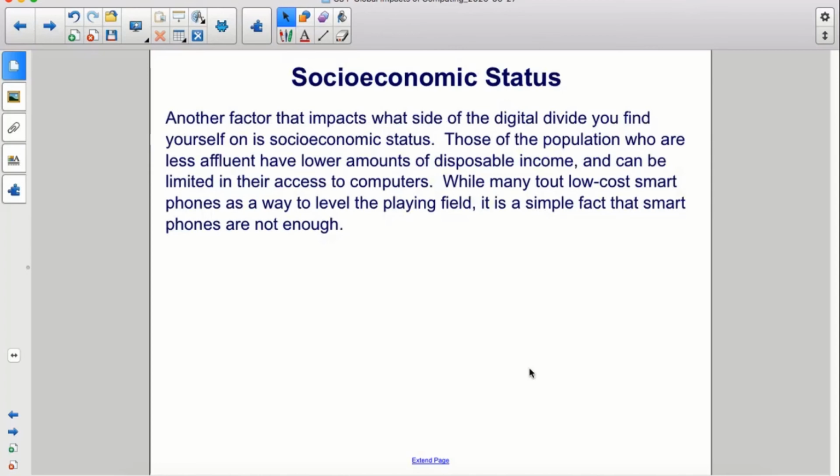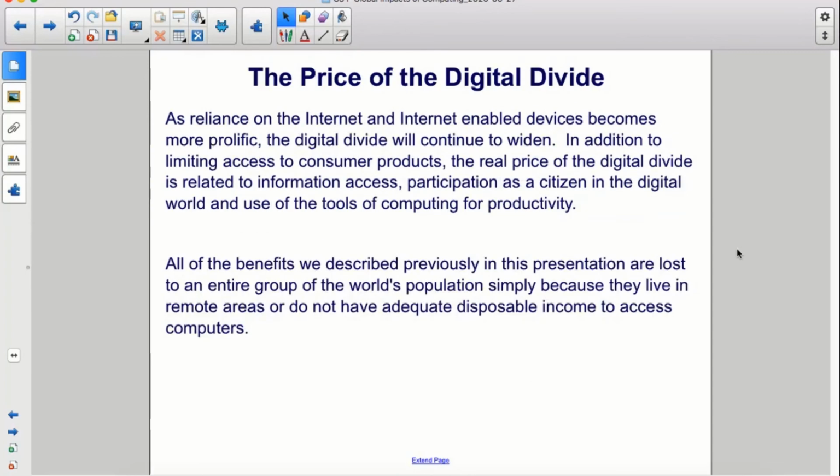Another factor that impacts what side of the digital divide you find yourself on is socioeconomic status. Those of the population who are less affluent have lower amounts of disposable income and can be limited in their access to computers. While many tout low-cost smartphones as a way to level the playing field, it is a simple fact that smartphones are not enough. As reliance on the internet and internet-enabled devices becomes more prolific, the digital divide will continue to widen.